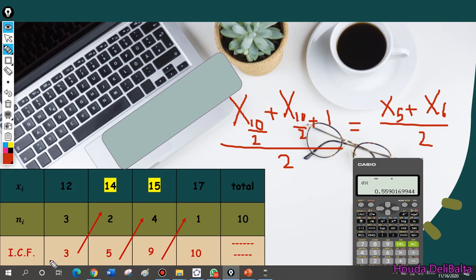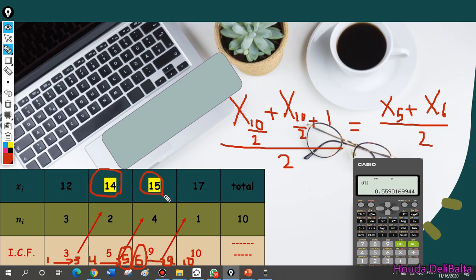Back to the ICF values, and let's use arrows. Here is from 1 to 3, here is from 4 to 5, and here is from 6 to 9, and here is 10, the 10th value. Only one value that's equal to 17, so the 10th value is 17. Now I need x5, so I need the fifth value. Where's the fifth value found? It is 14. And I need the sixth value, as you see here, it is 15.